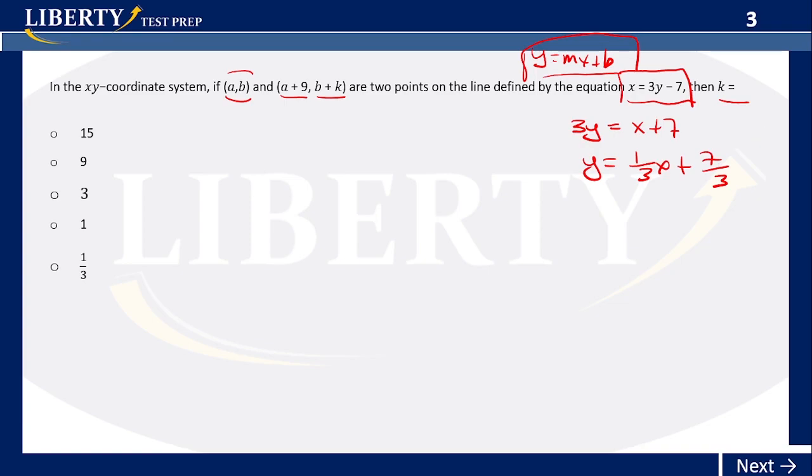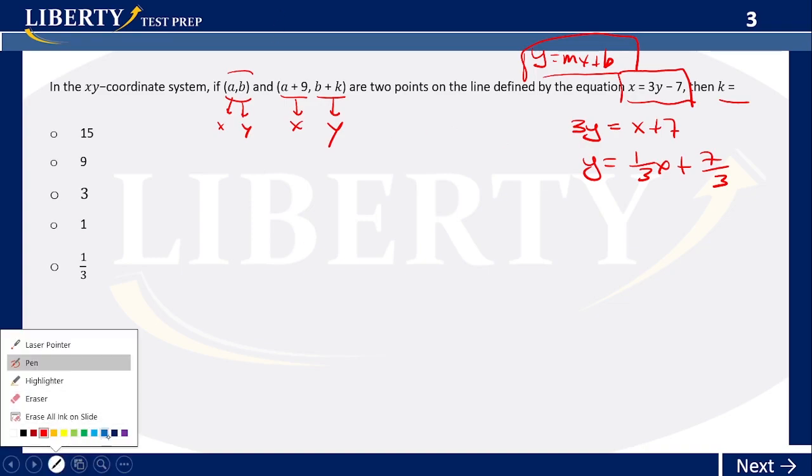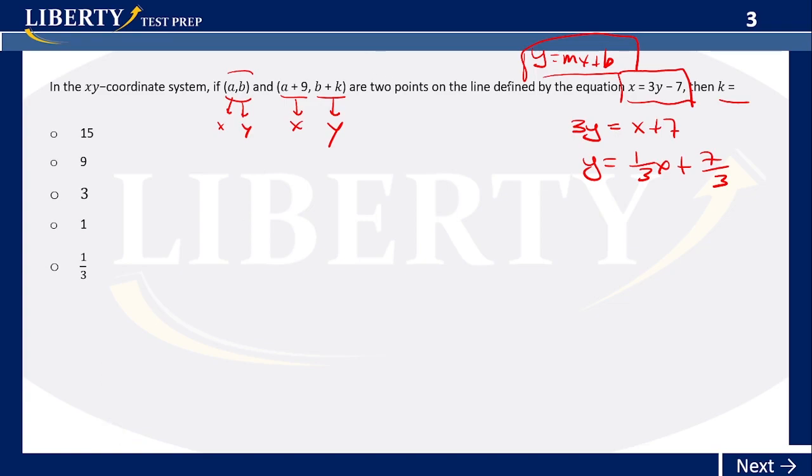Now in these coordinate pairs, a is taking the place of x, b is taking the place of y. In the other one, a plus 9 is taking the place of x, b plus k is taking the place of y. Let's start replacing things, because we want to get to the value of k, right? First of all, if we replace the first coordinate pair here, b is equal to 1/3 a plus 7/3.